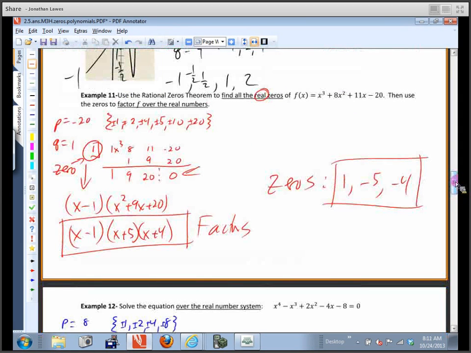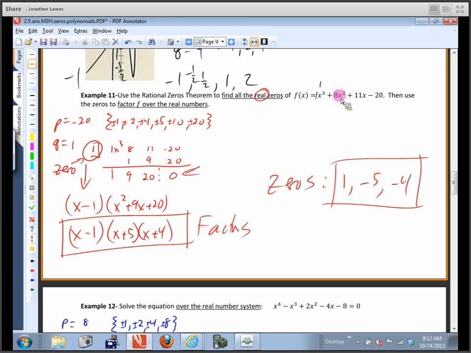You can check 1 pretty easily without doing synthetic division. Because if I plug in a 1, remember, the function value is going to be the same as the remainder. So if I plug in a 1 and I get a 0 out of the function, that means the remainder would be 0 also. If I plug in a 1, all that happens is this would be a 1. It's the same as the coefficient out front.